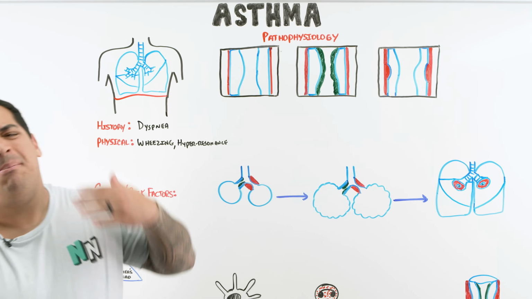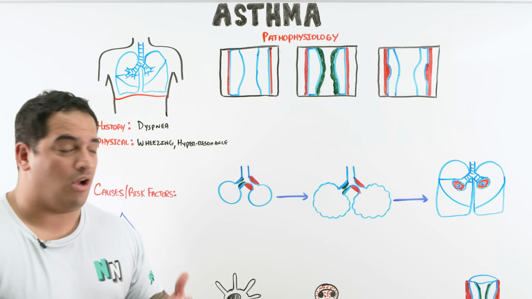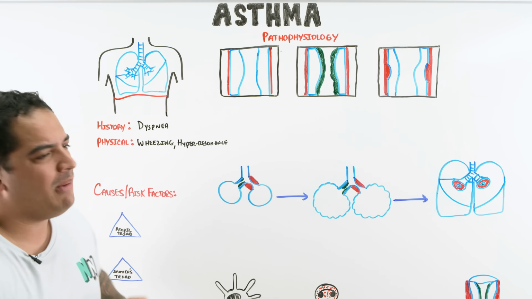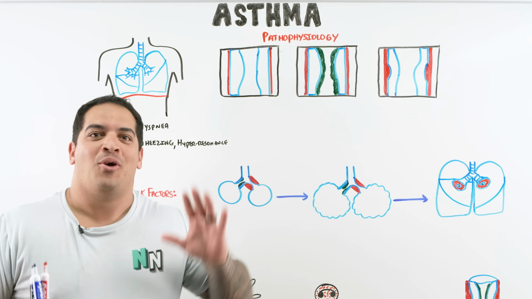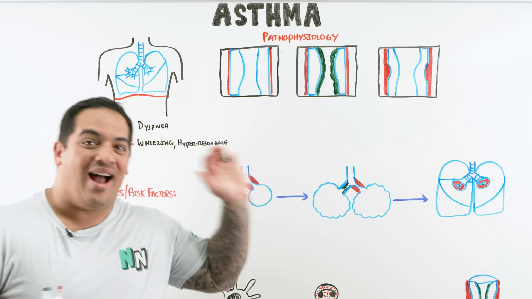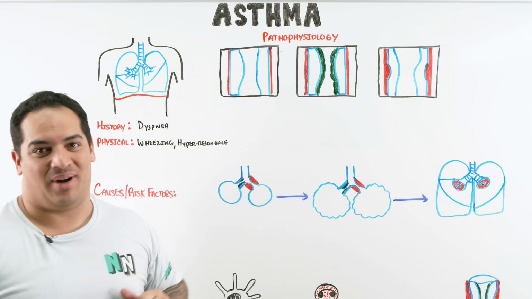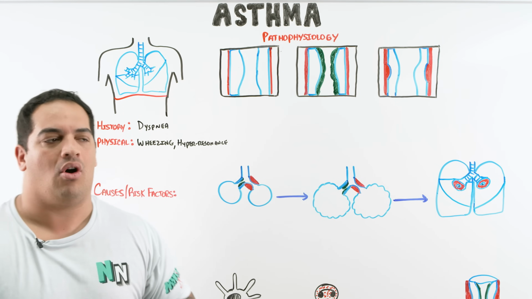hyperresonance to percussion, maybe they even have a cough. Sometimes that may also be a presentation. You can start thinking about asthma, but the question you have to ask yourself is, why are they having dyspnea? Why are they having wheezing? Why are they having hyperresonance to percussion? And why is there the possibility of a cough?